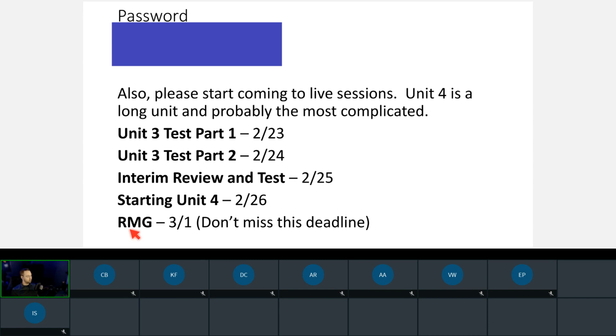And then Raise My Grade is going to be next week, starting on Monday. Remember, you have Monday at noon to Wednesday at noon to submit your request of which test you want to retake. That could be Unit 1 test, Unit 2 test, or your Unit 3 test. Yep, those 3, I believe. Don't miss this deadline. Do not miss the deadline.